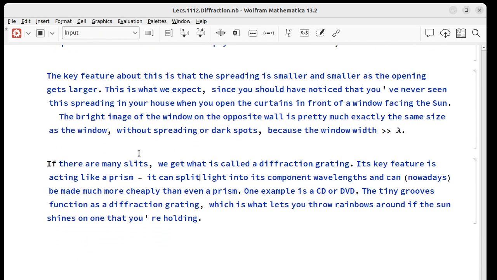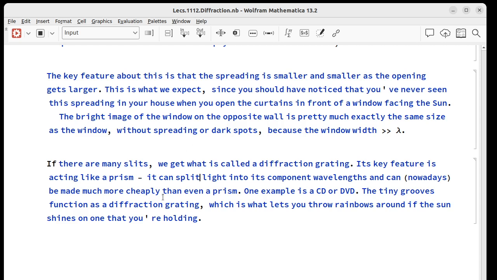The key feature here is that the spreading is smaller and smaller as the opening gets larger. So this is what we expect. If you open the curtains in front of a window facing the sun, you don't see this spreading. The window is huge compared to the wavelength of light. The bright image of the window on the opposite wall is going to be exactly the same size as the window. There's not really going to be any spreading and certainly not any dark spots because the window width is huge compared to lambda.